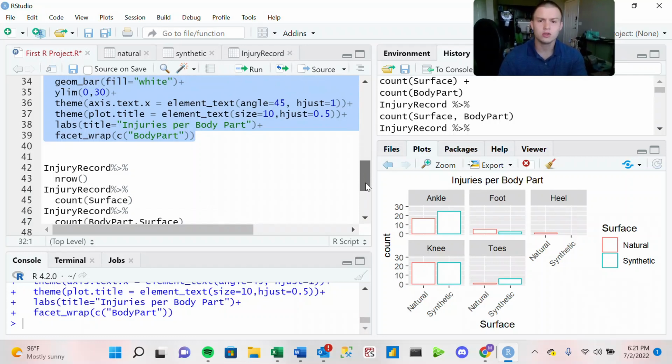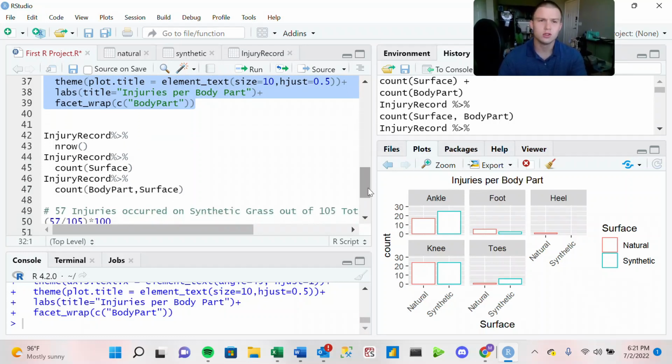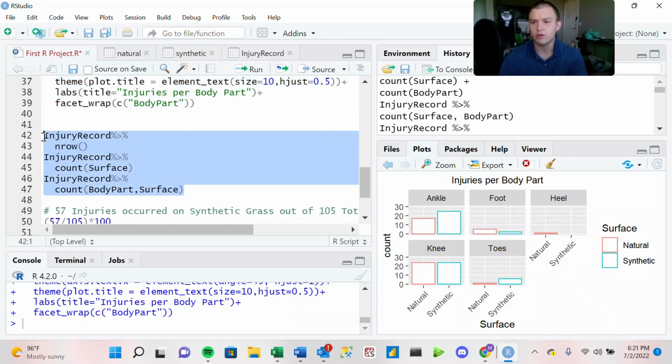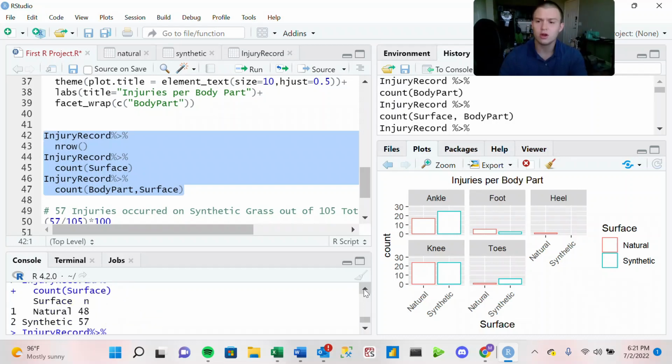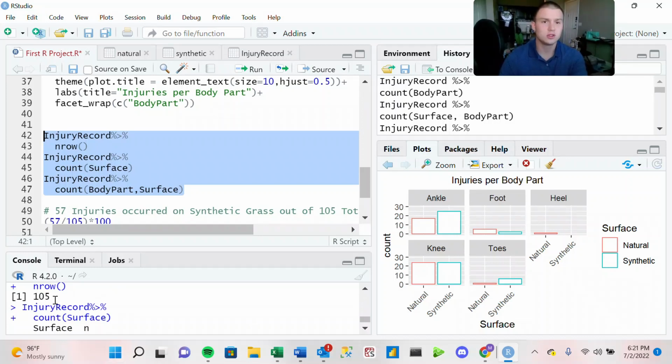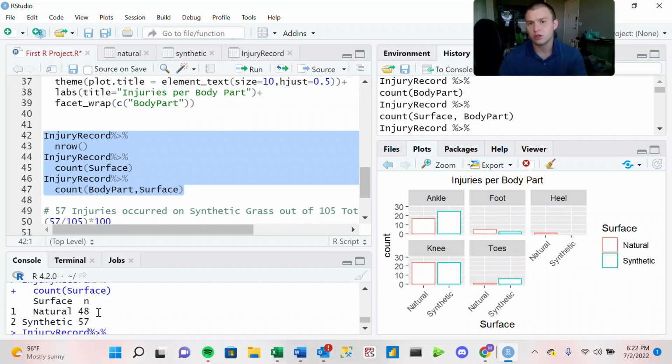I went ahead and also ran some additional code here for some minor statistical analysis: number of rows, the count, and then the count of body parts. If we run these codes here, it's going to return a few different answers for us. The number of rows shows us how many injuries there were in total. So there are 105 injuries in total. Then we can break it down and look at, okay, out of those 105, 48 of them occurred on natural grass and 57 of them occurred on synthetic turf.